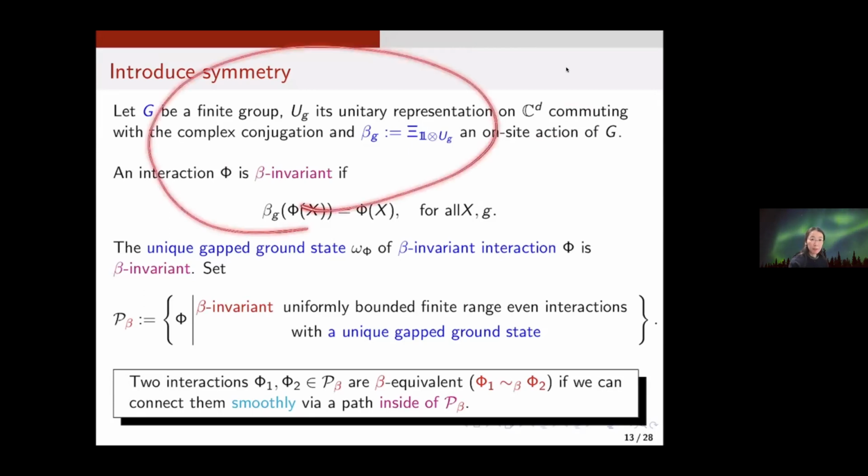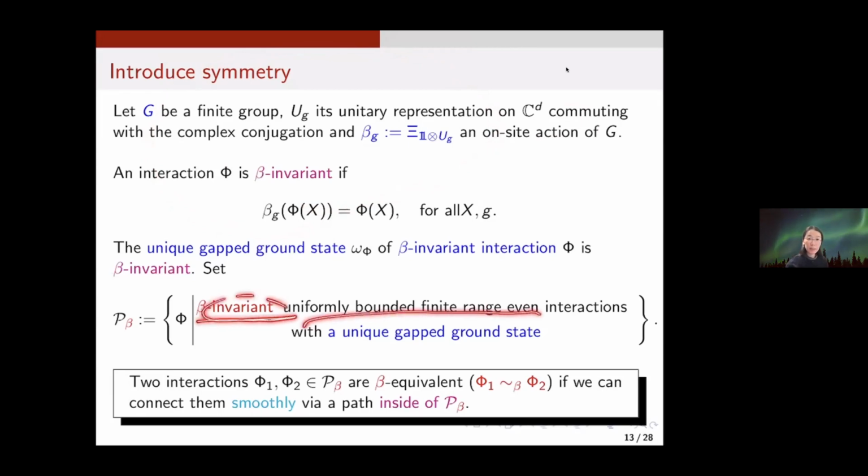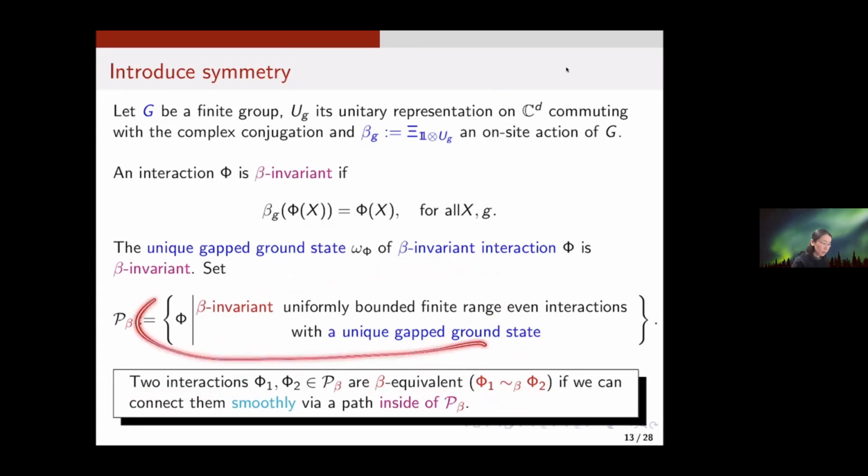Now, introducing this symmetry, the object we are interested in is the following: beta invariant, uniformly bounded finite range even interactions with a unique gapped ground state. We are interested only in the beta invariant ones. And about this set, we would like to introduce a classification criterion, which is pretty similar to the previous one. Two interactions, phi 1 and phi 2, in this set are beta equivalent if we can connect them smoothly via a path inside of this set. The difference from before is that now we do care about symmetry, and we require the symmetry to be preserved along the path.